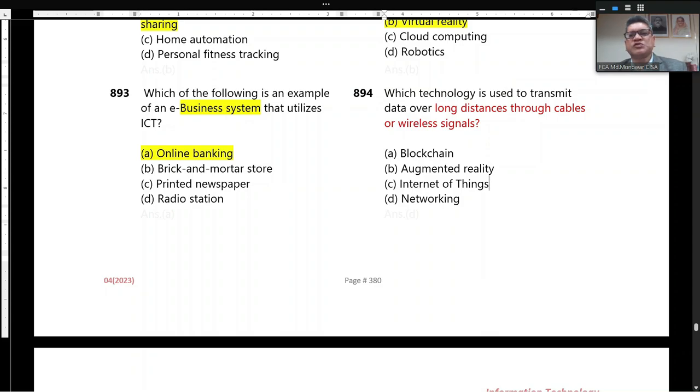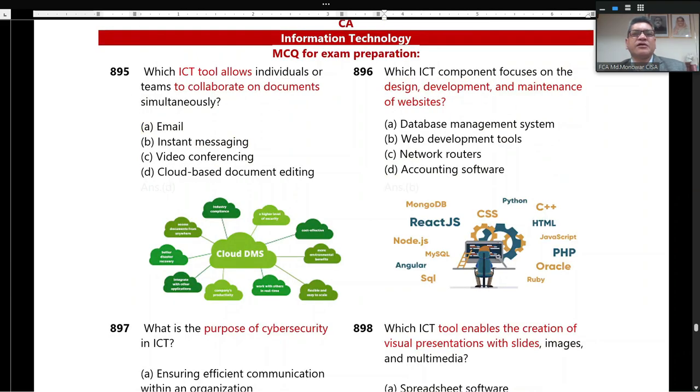Which technology is used to transmit data over long distance through cable or wireless signal? Answer, networking. So networking technology is used to transmit data over distance through cable or wireless signal. Answer, networking. Which ICT tool allows individuals or teams to collaborate on document simultaneously? Answer, cloud-based document editing. Jekhane oneke ekshathe eki shomoye kaaj korte pare ekshathe, cloud-based document editing.